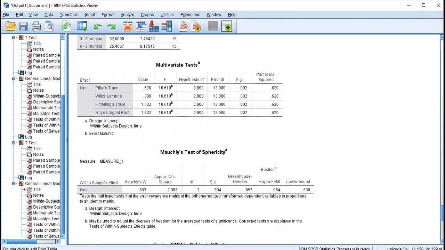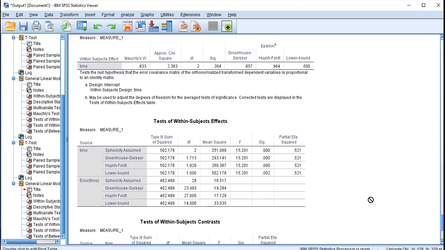So if you look at the test within the subjects, where Greenhouse-Geisser is the test we are actually looking at, the degrees of freedom is 1.713, mean square is 293.141, and the F value happens to be 15.201, and significance is 0.000. Now here, if you look at the Greenhouse-Geisser, since the significance is coming to 0.000, it is significant, or you can say the p-value is less than 0.05, we have to do the second test.